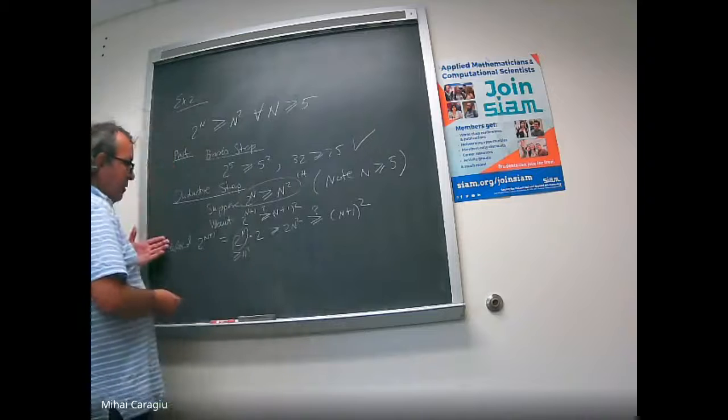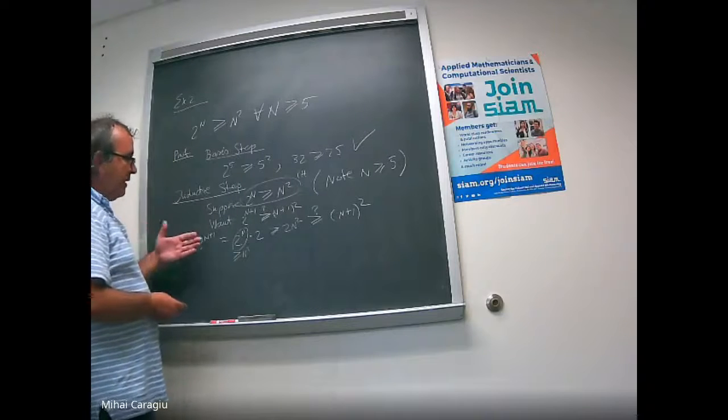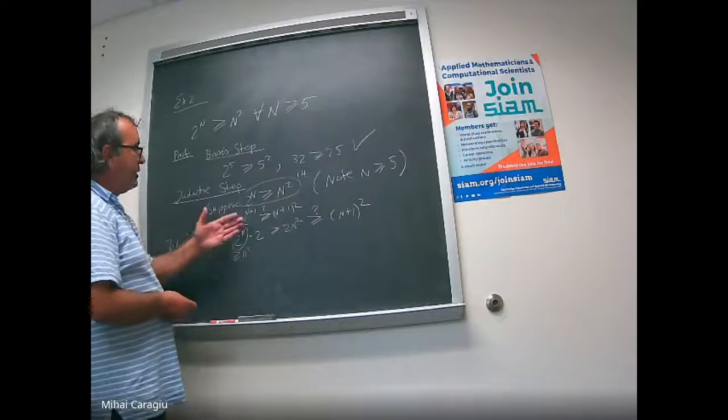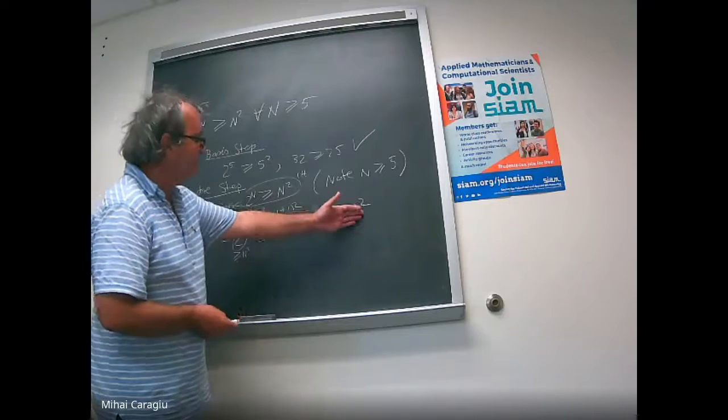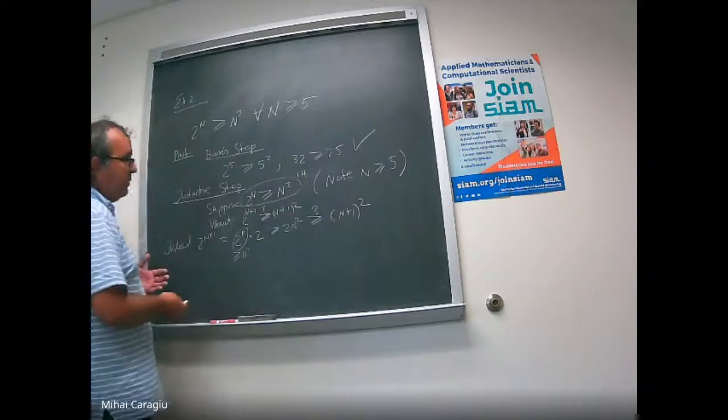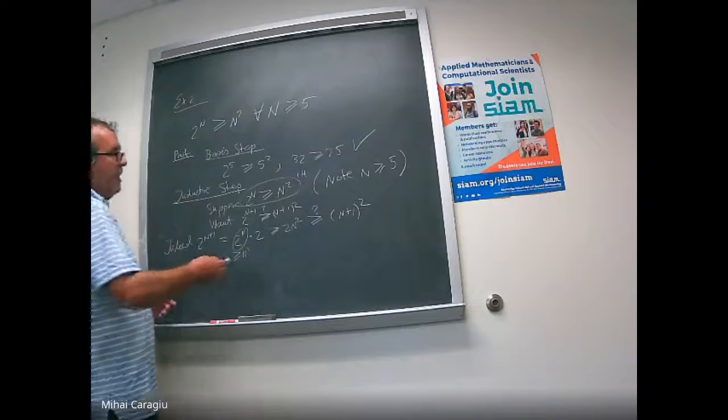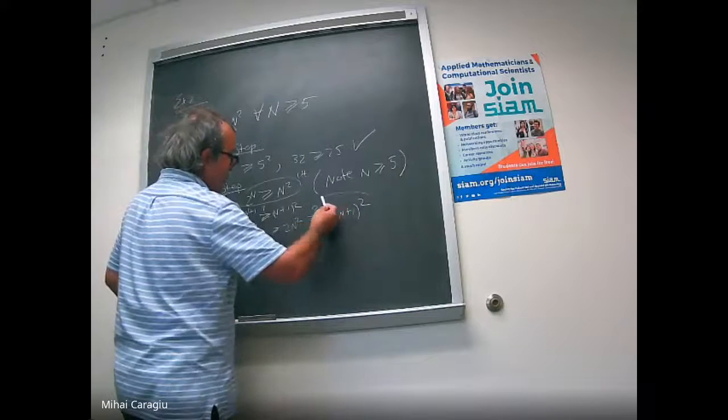Because if you do this, by transitivity, read the beginning and the end, we get 2 to the power n plus 1 bigger than or equal to n plus 1 squared. So 2 to the power n plus 1 bigger than or equal to n plus 1 squared. So everything depends on whether we can prove this.